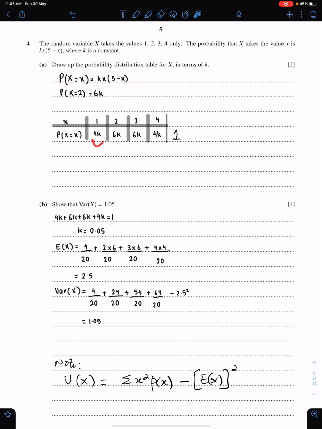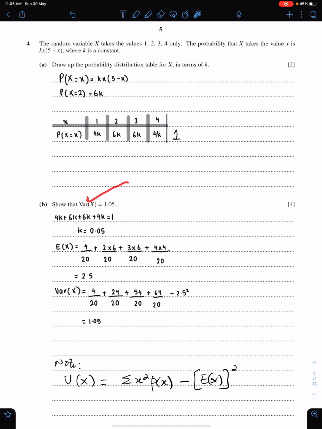The probability of 1 is 4k, probability of 2 is 6k, probability of 3 is 6k, and probability of 4 is 4k. And you know the total probability is always 1. So when you solve this equation, you can get the value of k, which is 0.05.